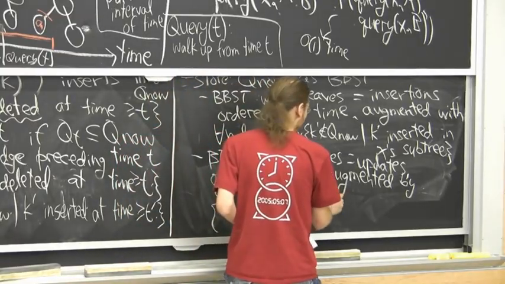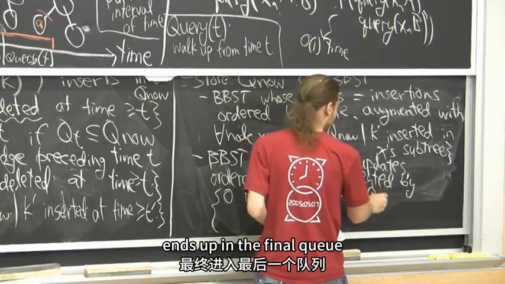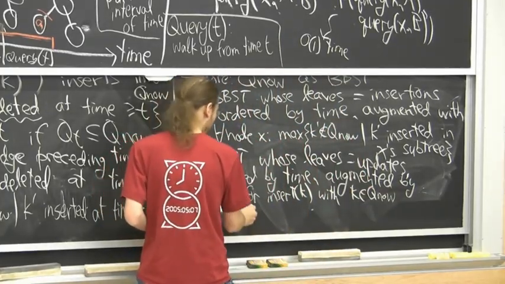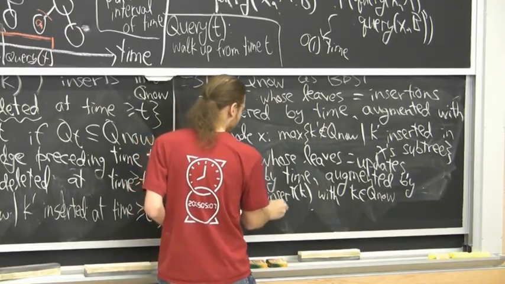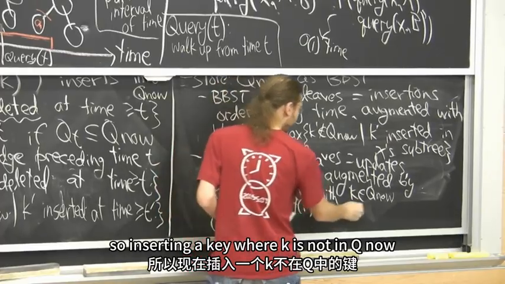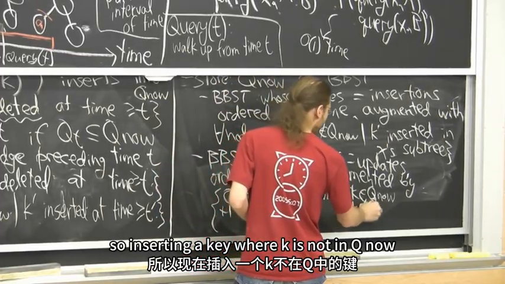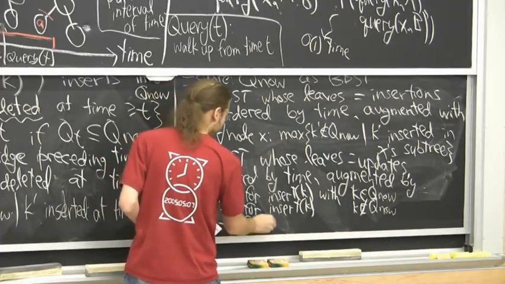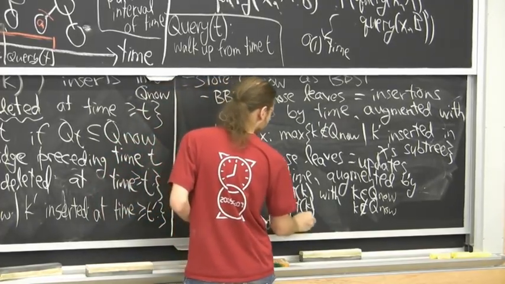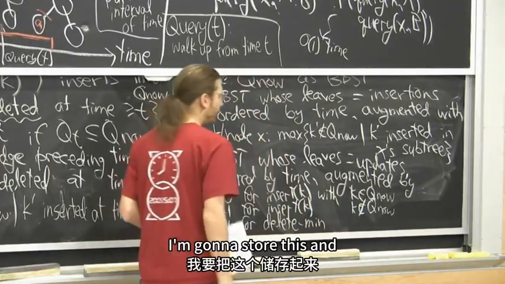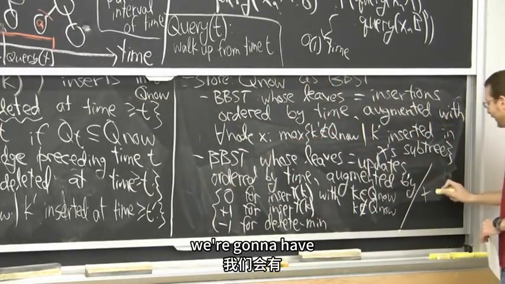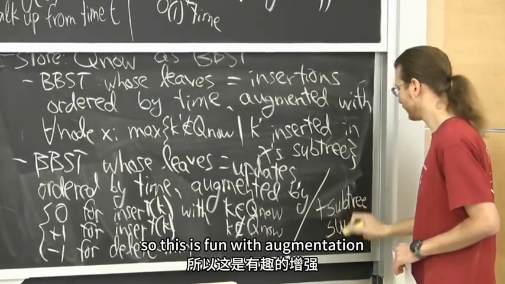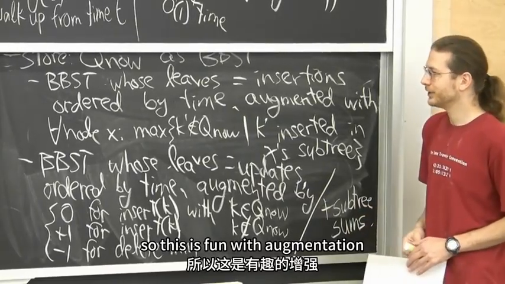If that key ends up in the final queue, so those we just ignore. It's going to be +1 for any other kind of insert, so inserting a key where k is not in queue now. And it's going to be -1 for delete min. I'm going to store this, and we're going to have subtree sums. So this is fun with augmentation.